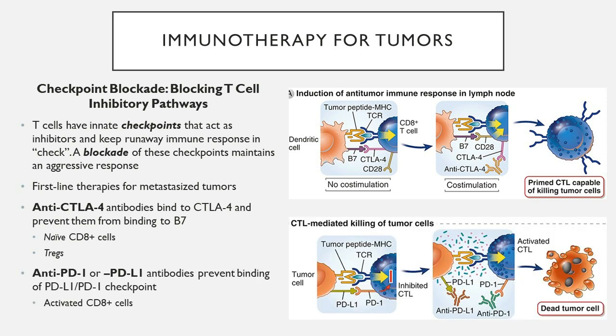Monoclonal antibodies against PD-1 or even the ligand PD-L1 are antibodies that prevent binding of any of those inhibitory mechanisms that are related to activated CD8 plus cells. So remember, CTLA4 is specific to naive CD8 plus cells. They prevent them from being activated in the first place, whereas PD-1 and PD-L1 are necessary to prevent runaway reactions of already activated CD8 plus cells. So these different therapeutic strategies work at different levels, and for that reason, a lot of combined therapies are currently being researched as an effective strategy to fight off tumors.